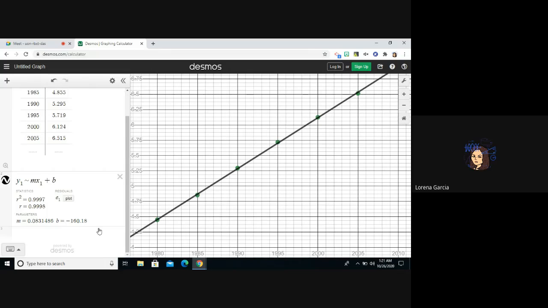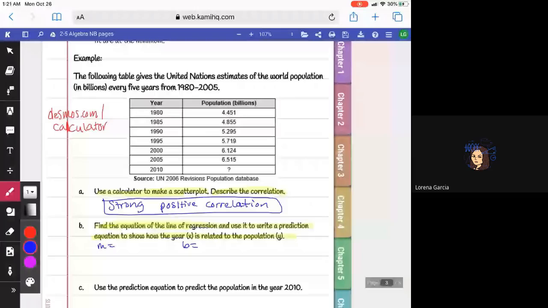So I'm going to go ahead and use this to write down my slope and y-intercept. So the slope was 0.0831486. The y-intercept was about negative 160.18. And I got that straight from the Desmos where it gave me the m and the b. Now that I have that, I can write my prediction equation.